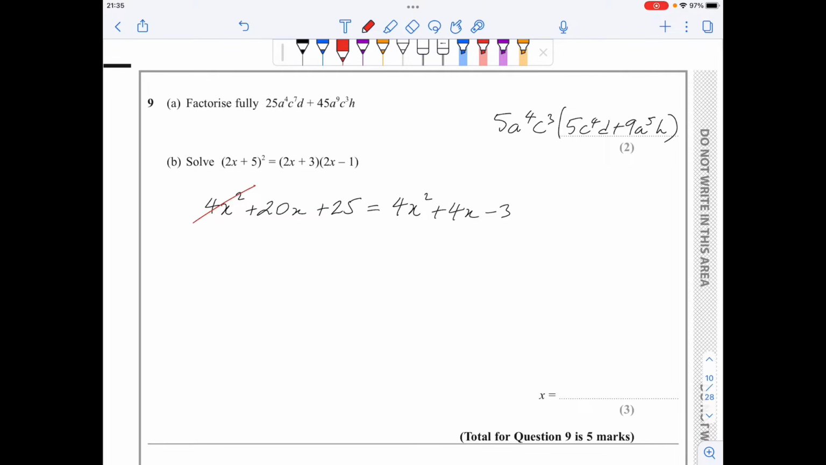Now I can cancel out the 4x squares, so I'll be left with 16x equals minus 28. So x is minus 28 over 16. This simplifies to minus 7 over 4.